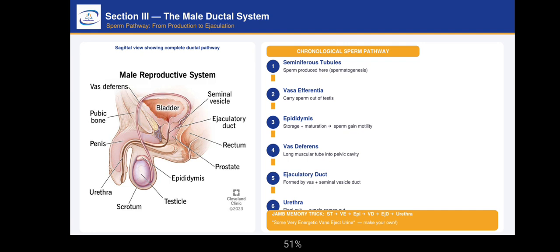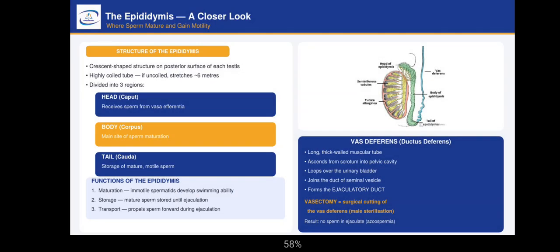Okay, so this is the exact sperm pathway. Produced in the seminiferous tubule. From there, it passes through the vasa efferentia into the epididymis. From the epididymis, once the sperm is mature, it passes through the vas deferens into the ejaculatory duct. From the ejaculatory duct, it enters the urethra. From the urethra, out of the body. Okay, so that is the sperm pathway.